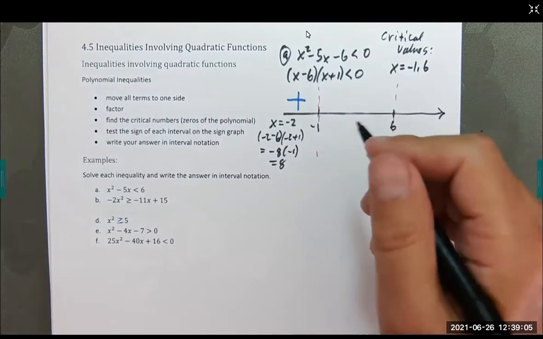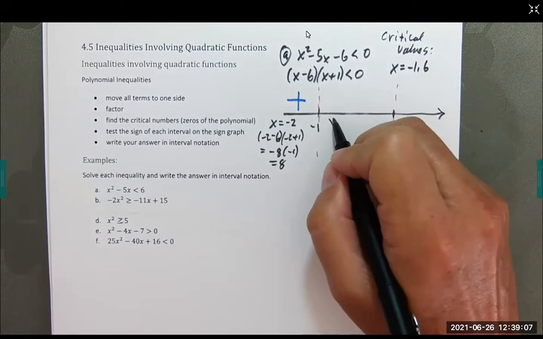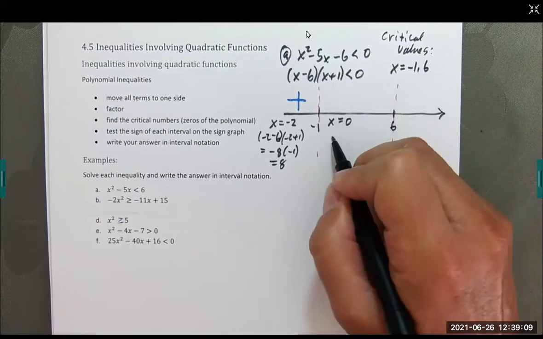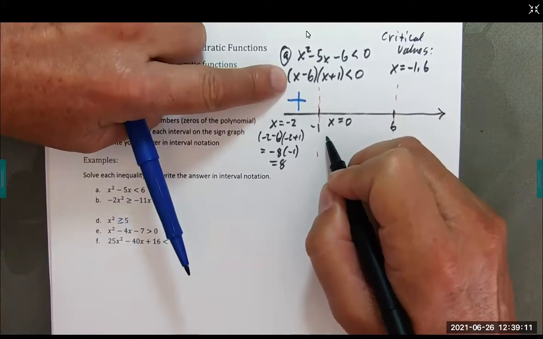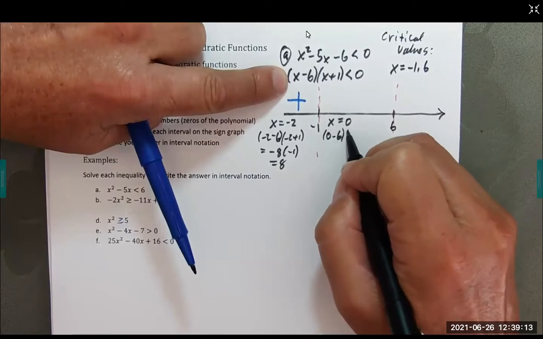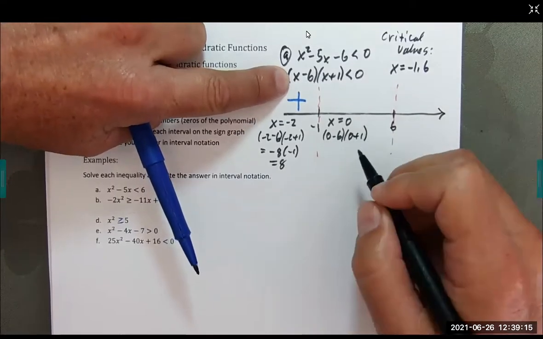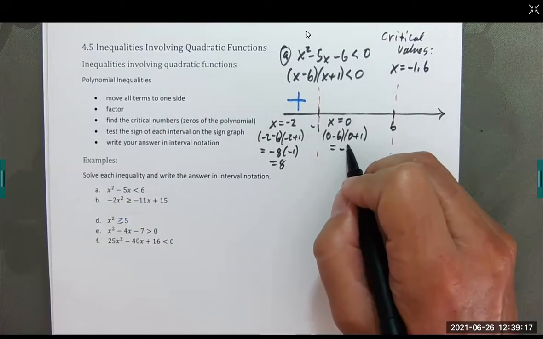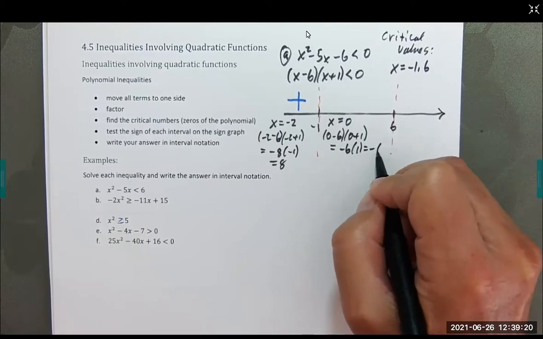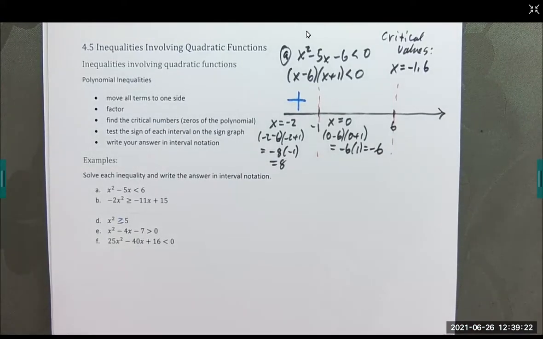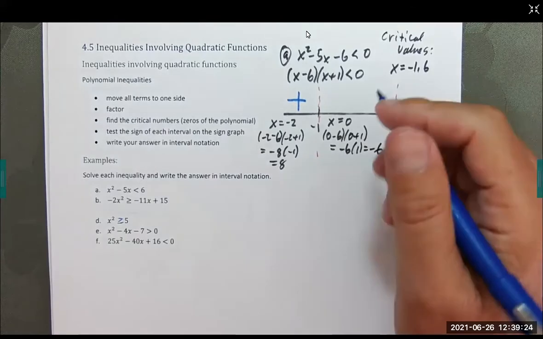Now let's pick something between negative 1 and 6. The easiest one, I think, is x equals 0. So now I'm going to plug 0 into here. 0 minus 6, so that's negative 6 times 1, which is negative 6. And once again, the important part there is that we got a negative value.